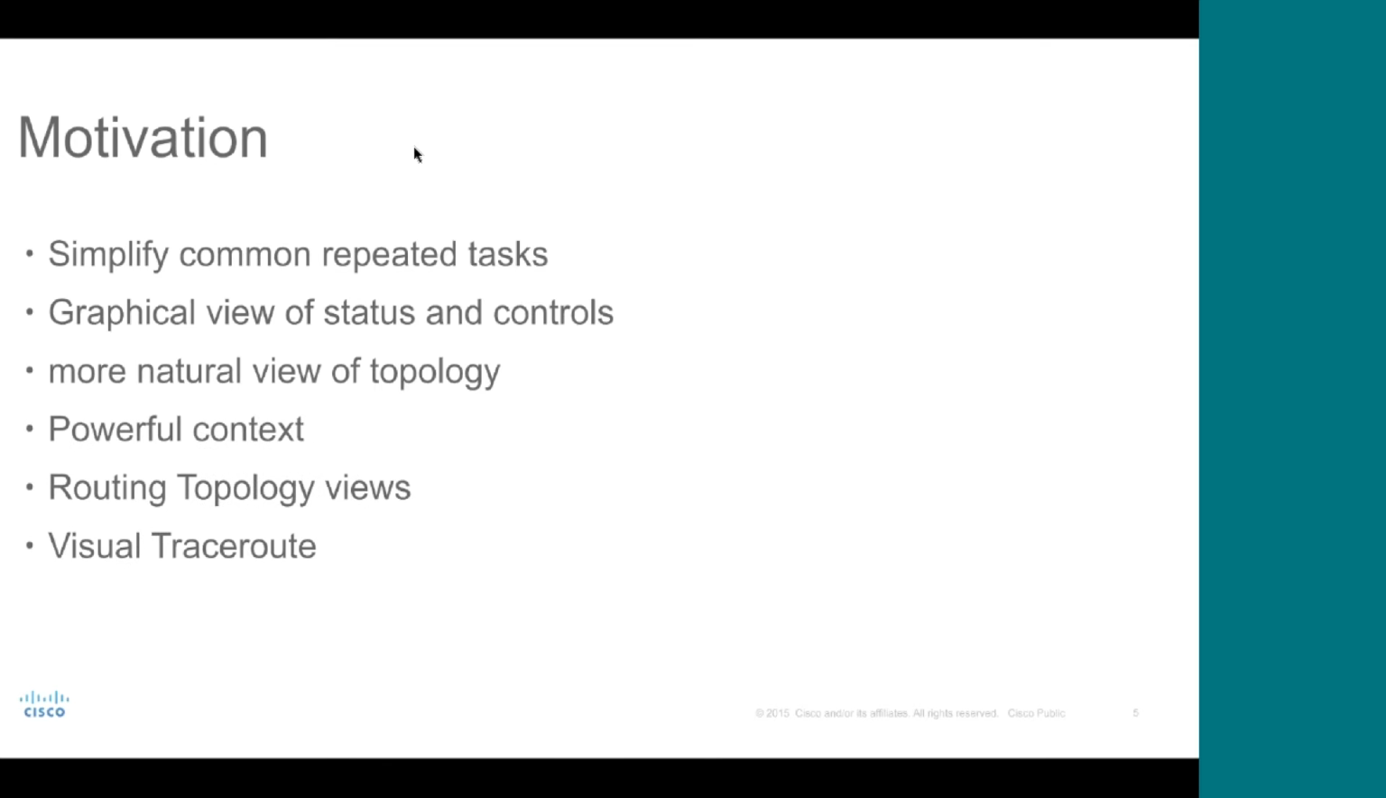So the motivation was really in simplifying the common repeated tasks to make that quick and easy and get that out of the way, and trying to provide a graphical view of the status of the network and the controls to modify bits of that network. And that gives a more natural view of the topology than trying to do that through perhaps a table or a series of tables in something like the user workspace management. So that gives us some context to the commands we're running and the results that we're getting back, and then providing those routing topology views.